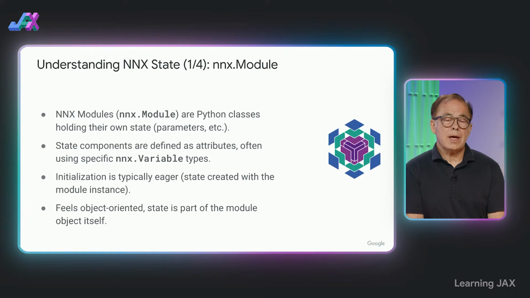First, let's review how NNX manages state. An NNX module is just a Python class that you define. Unlike more functional approaches, instances of these classes directly hold their state variables, like parameters or batch statistics, as attributes. Think of it like defining a layer in PyTorch. The weights and biases are attributes of the layer instance. Initialization usually happens when you create the instance, requiring shapes and random number generator keys up front.